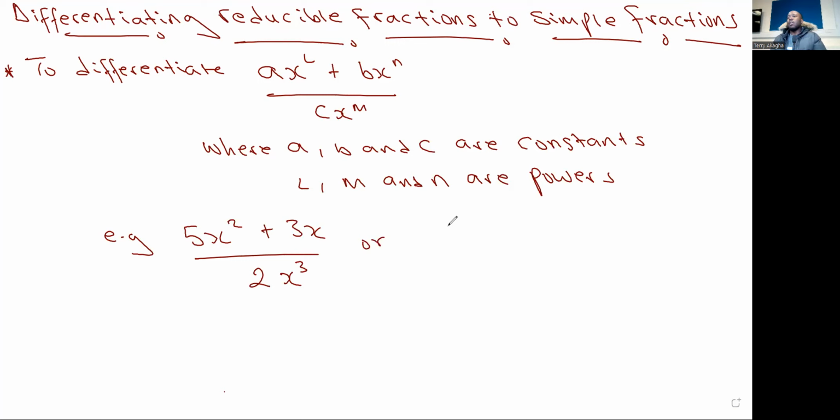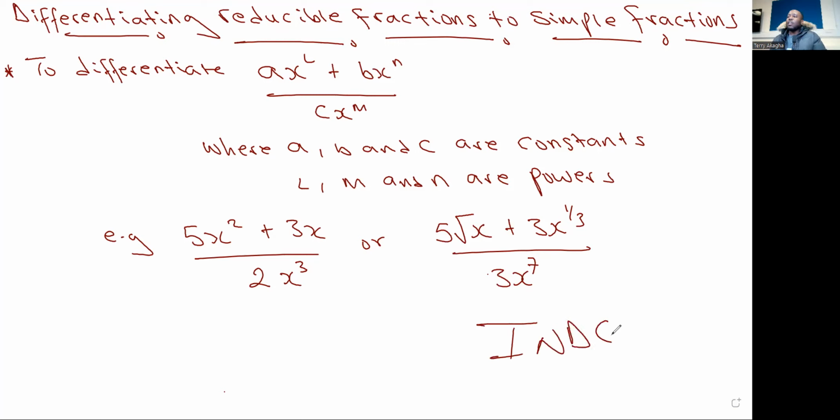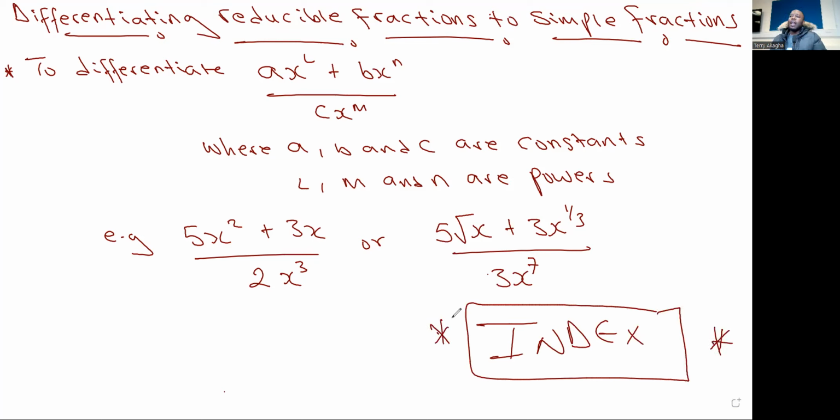Or you have something like 5 root x plus 3x raised to the power cube divided by 3x raised to the power 7, and you're told to differentiate this. How do you do it? Remember, like I always say, you have to convert everything to an index form before you start. Regardless of the mechanism of differentiation, you have to convert to an index form first. So you have to review the laws of indices. It's very important so that you can understand this. All right, let's get cracking then.